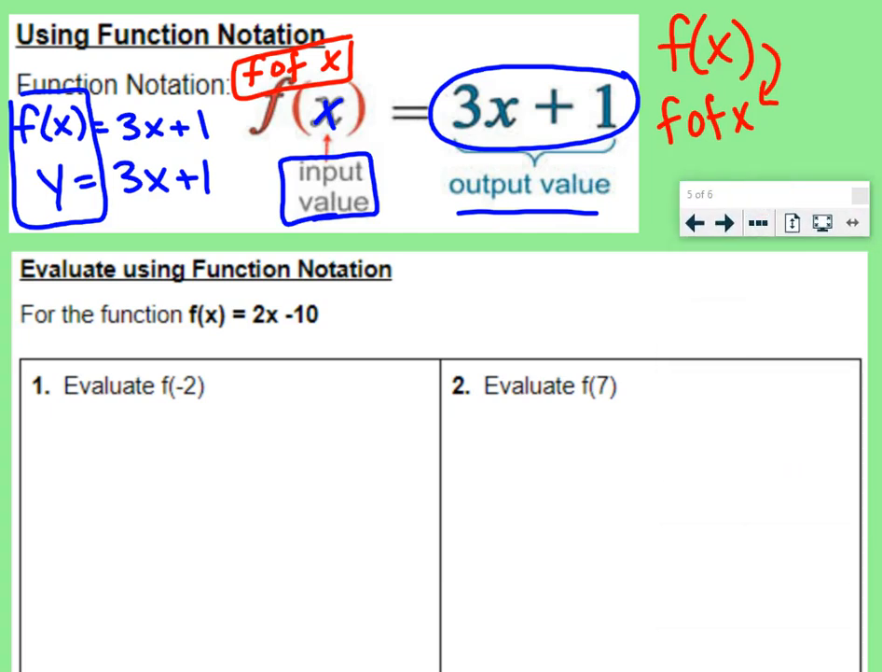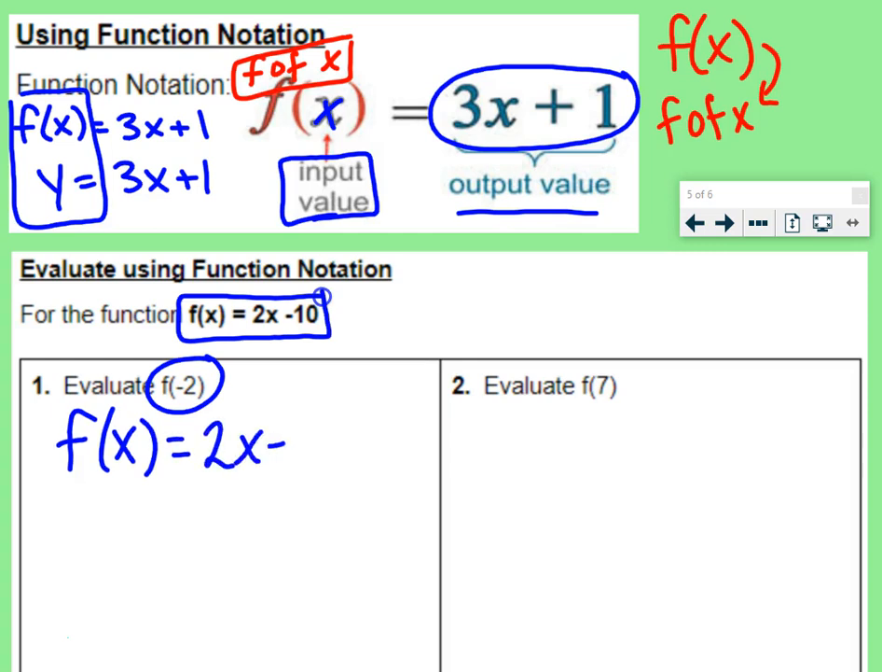Now, let's use function notation. Evaluate using function notation for the function f of x equals 2x minus 10. Evaluate f of negative 2 right here. This is f of negative 2. Now, I like to just start by writing out my function. f of x equals 2x minus 10.